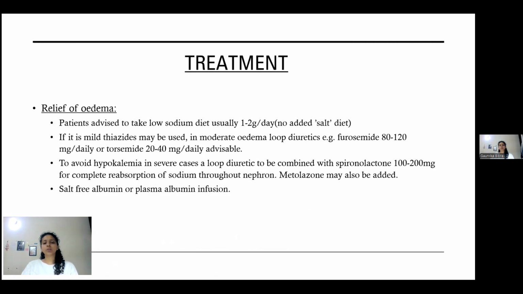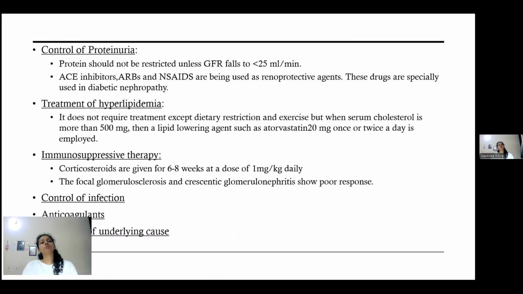The patient is advised to take a low sodium diet, usually 1 to 2 gram per day. That is a no added salt diet. If it is mild, thiazides may be used; in moderate cases, loop diuretics. To avoid hypokalemia, loop diuretics are paired with spironolactone. Salt-free albumin or plasma albumin infusion is done. Control of proteinuria: protein should not be restricted unless GFR falls below 25 milliliter per minute.